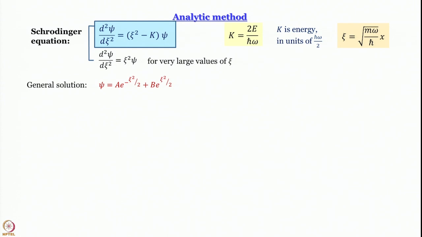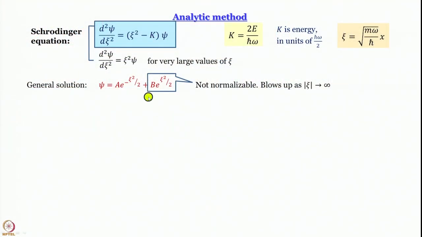So first of all, the general solution here would be a e to the power minus xi square by 2 plus b e to the power xi square by 2. Just work it out yourself, differentiate twice, you will get back the same equation. But one thing to remember is that mathematics is not the be all and end all for us. Mathematics is only the tool that helps us get to the physics. So we must remember that the second term is problematic, e to the power xi square by 2.